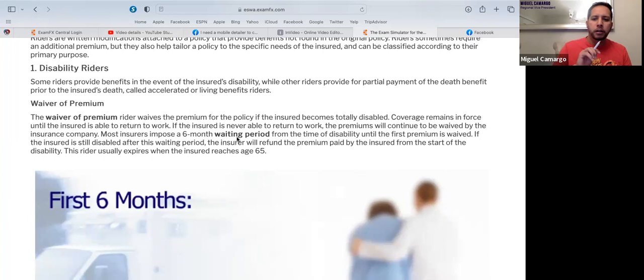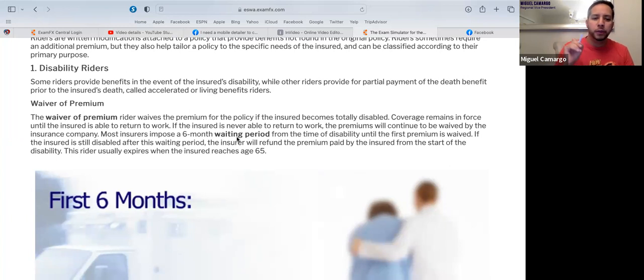And then I want you to write policies free. So you must be disabled for 6 months. On the 7th month, they will reimburse you your last 6 months. They will give you a refund of your last 6 months. Write that down.